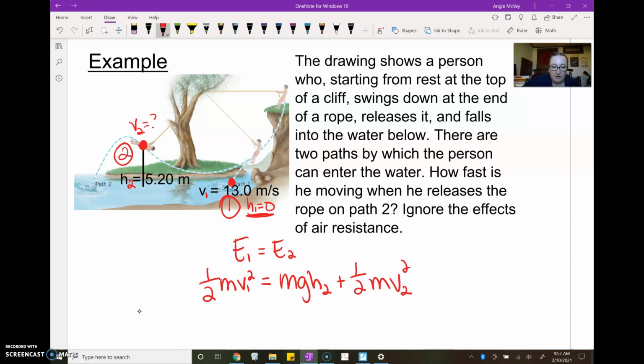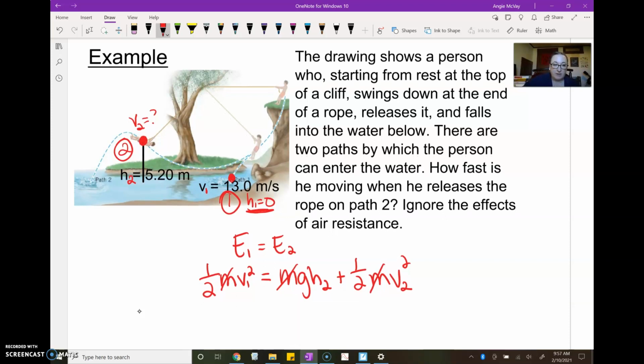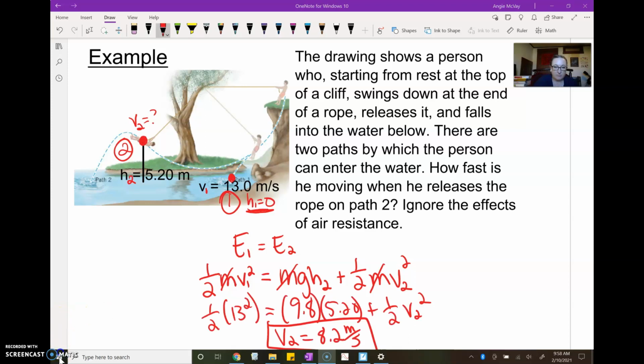We're ignoring the effects of air resistance, so we assume that there's not any work done by non-conservative forces. And that allows us to cancel out the mass of our person. Okay, let's plug in our values and see what we get. All right, there we have it. We plugged in our values that we were given at positions 1 and 2, and we got a value for the speed at position 2 of 8.2 meters per second.